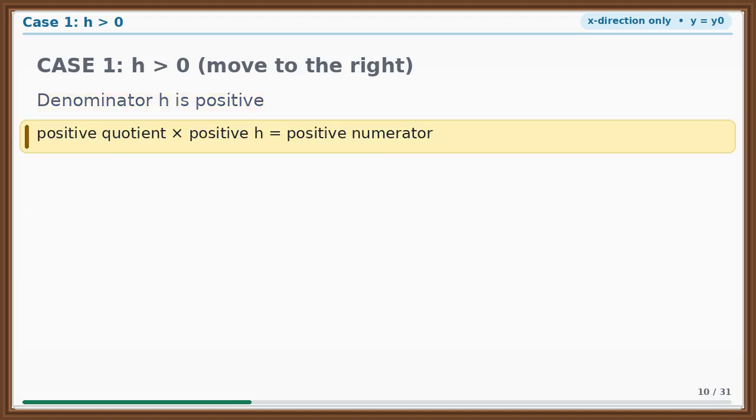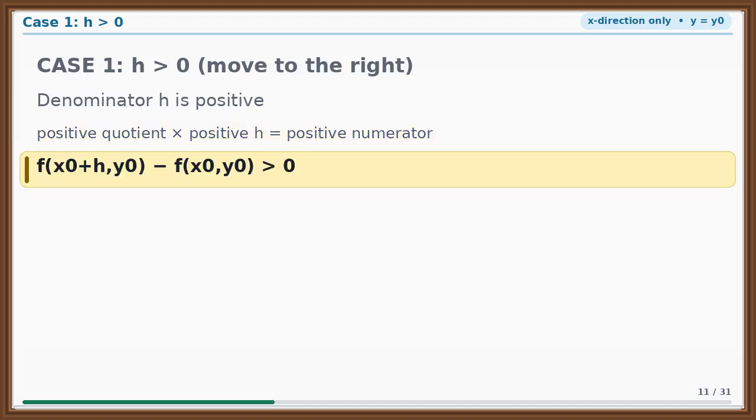Multiply the positive quotient by the positive denominator h. The numerator must be positive. This is ordinary sign arithmetic, but it is the key logical step. Positive multiplied by positive remains positive. So f of x0 plus h, y0 minus f of x0, y0 is greater than 0. The new right-hand height minus the central height is positive.